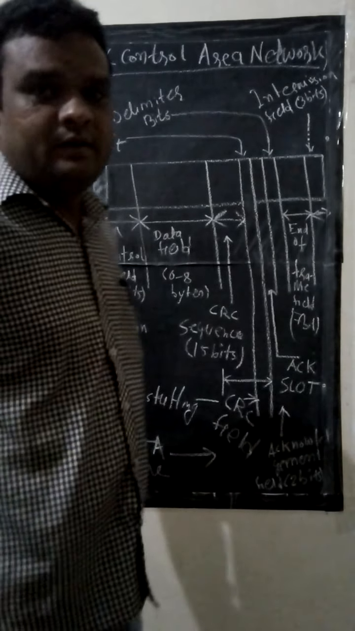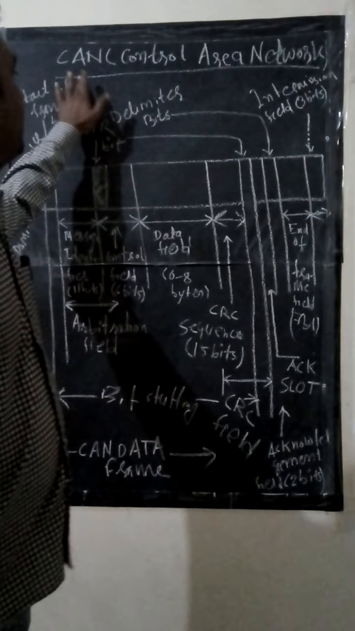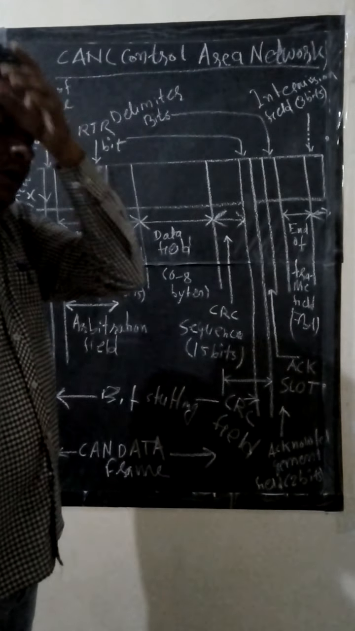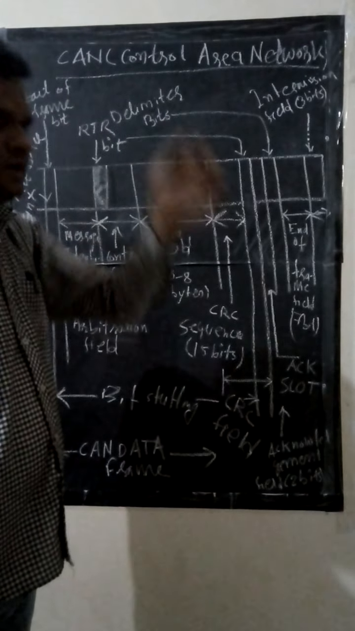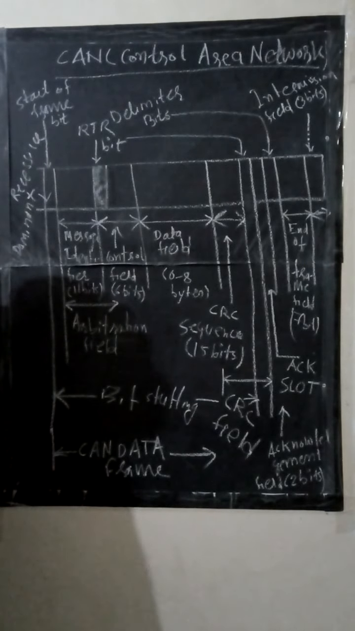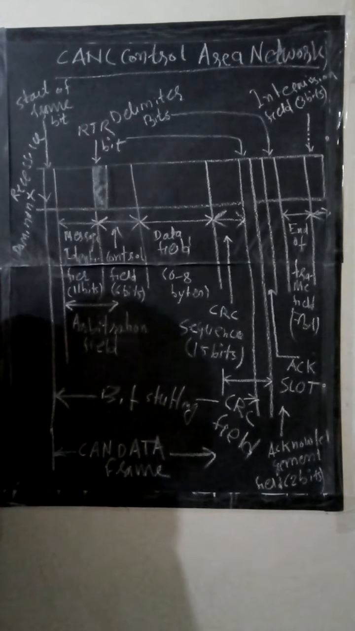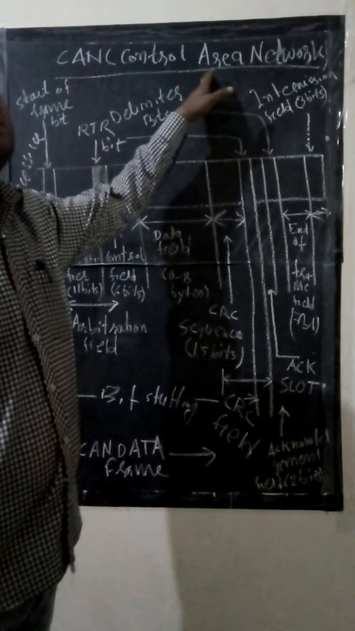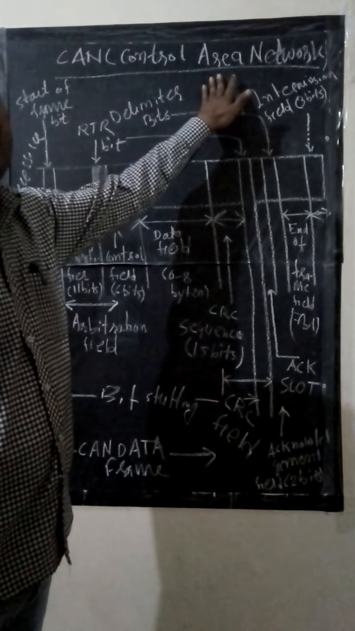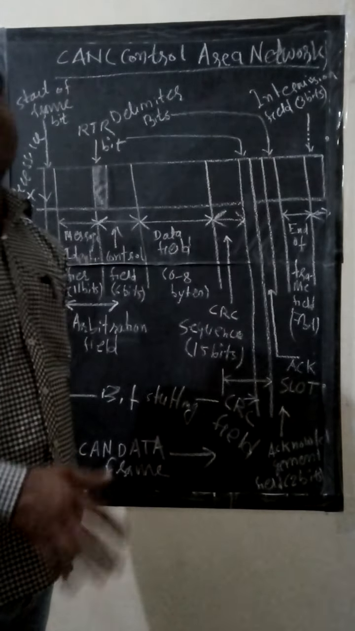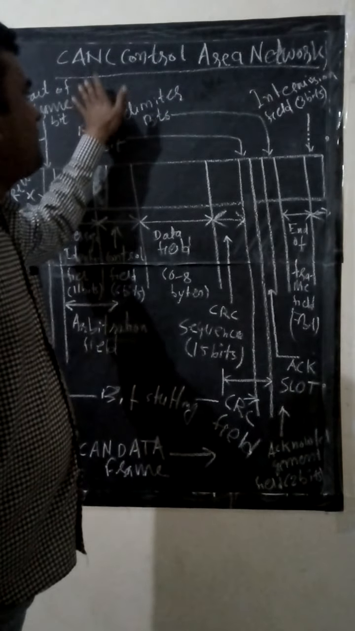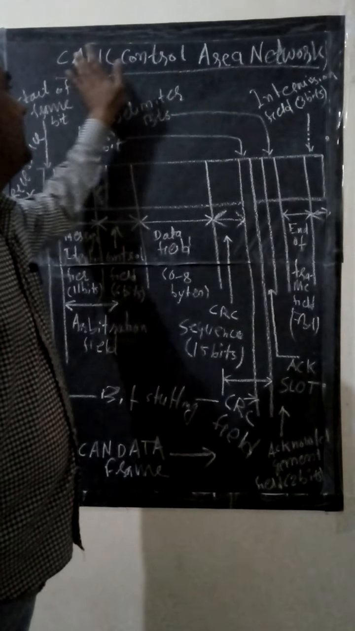Good morning, friends. We will see about the CAN, that is Control Area Network. What are we studying now? In the previous lecture, we saw the serial communication protocols. In serial communication protocols, we have already seen I square C, inter-integrated circuits, and its frame structures. Our next topic is control area network, that is CAN.